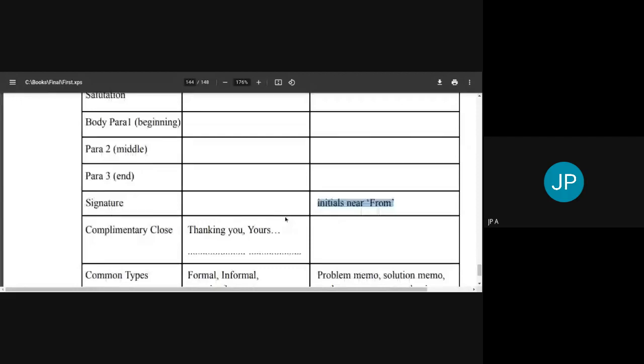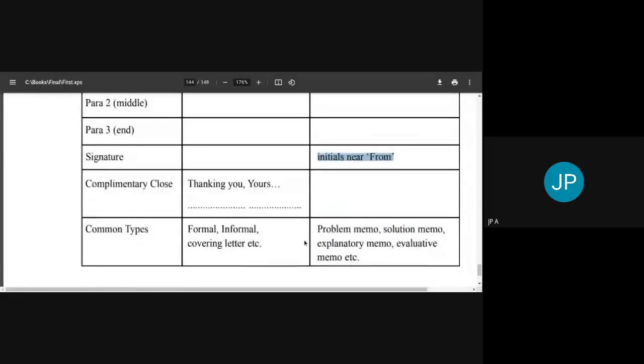And common types of letters are formal and informal, as we discussed. Under the formal section, we have covering letters also, which are the kind of letters that accompany job applications. When you send your resume, we also send a formal letter, which is known as a cover letter or covering letter. Whereas there is a large number of different types of memos which are used in organizations. For example, there are problem memos which state some problem that the organization or the company is suffering from.